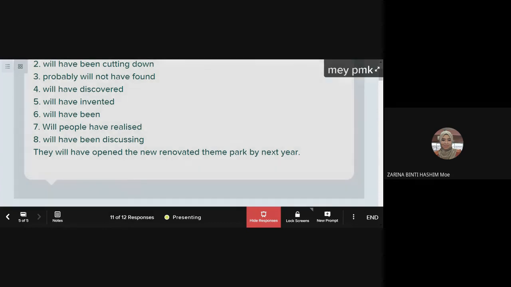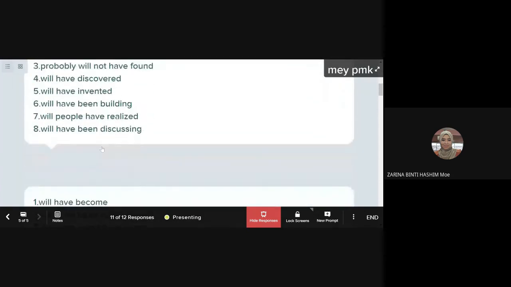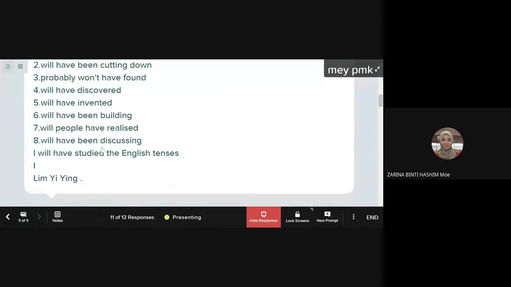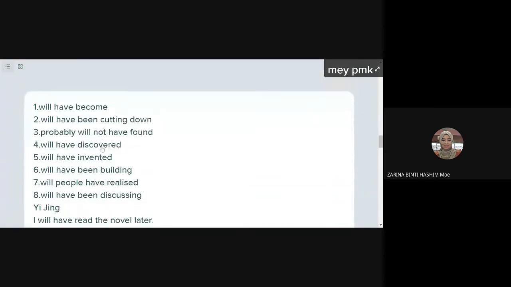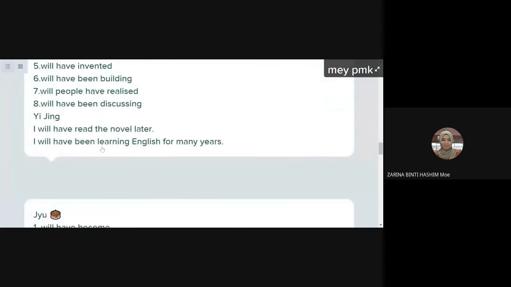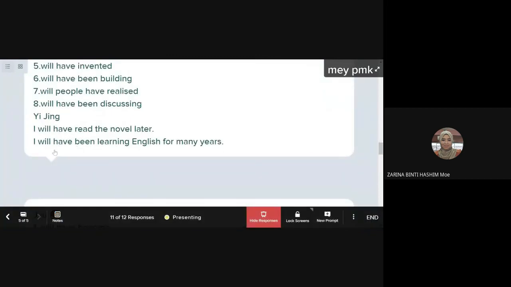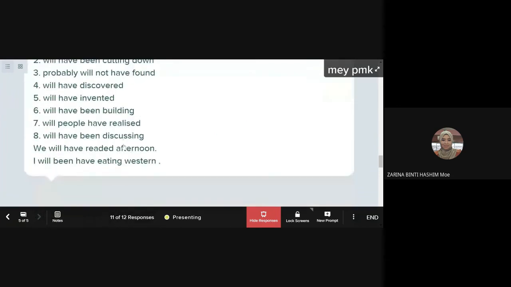Next example is for future perfect continuous. You will have to have the word ing there. Let's look at another one. I will have been learning English for many years. This is another example for future perfect continuous. Will have been learning. Good.